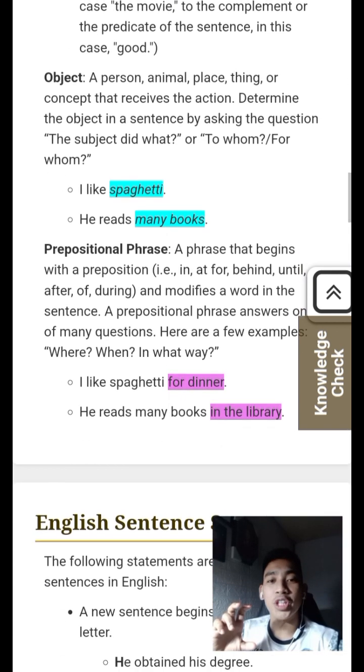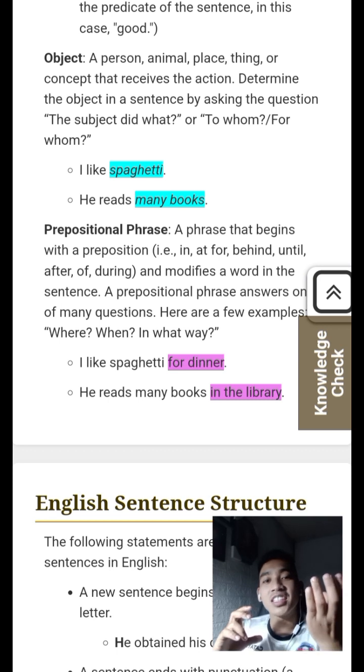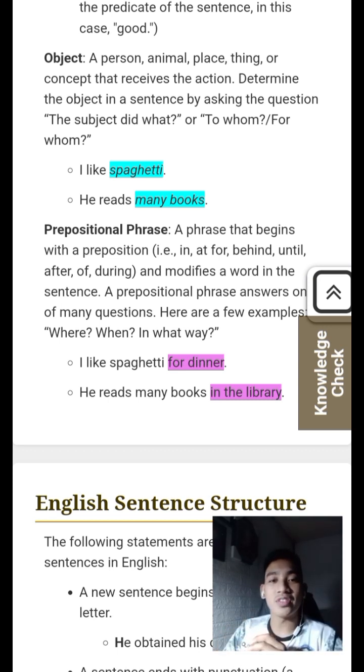How about object? Object refers to a person, animal, place, thing, or object that receives the action. Determine the object in a sentence by asking the question, the subject did what, or to whom, or for whom. So, the object is the receiver of the action. Again, the object is the receiver of the action.